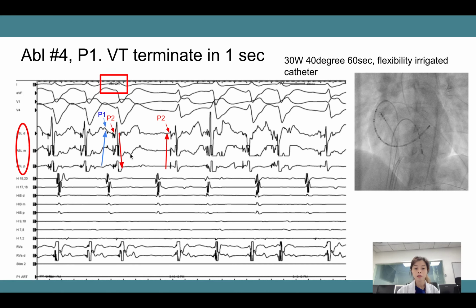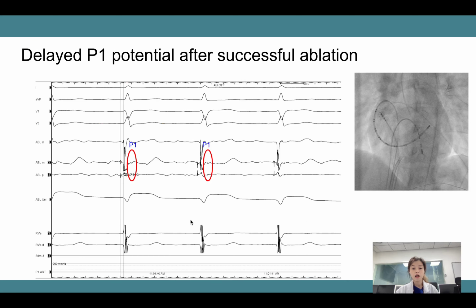As seen in this EGM, we grabbed the chance to ablate targeting the P1 signal, and the ablation is very effective. The ventricular tachycardia is terminated within 1 second of our ablation. After successful ablation, we could see a small delayed P1 potential behind the QRS complex. We will talk about the mechanism of this later. This is also important because it marked the endpoint of our successful ablation.